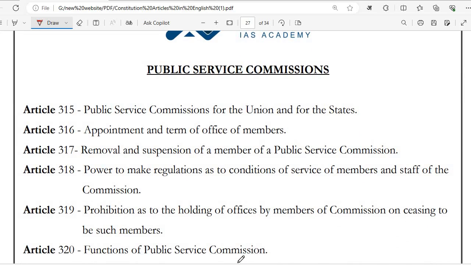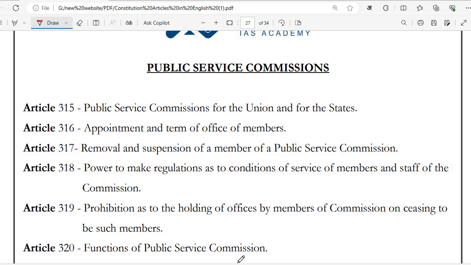Article 315 includes the Public Service Commissions: the Union Public Service Commission UPSC, State Public Service Commission SPSC, and Joint Public Service Commission JPSC. UPSC has one chairman and 10 members, appointed by the President for 6 years or up to 65 years of age, and they can be dismissed by the President after the report of Supreme Court judges. Different types of provisions about the commissions.